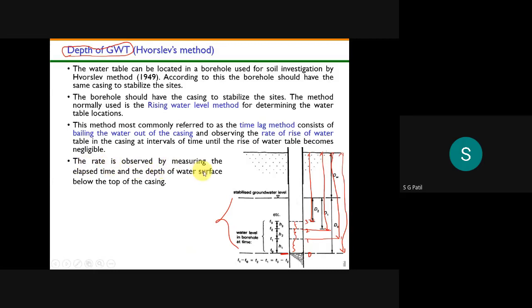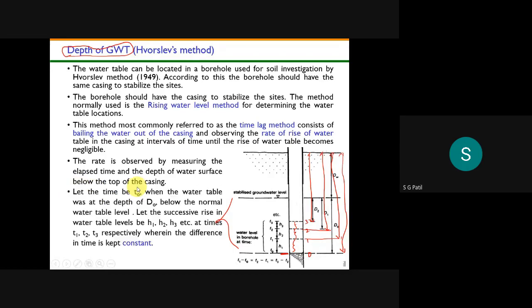The rate is observed by measuring the elapsed time and the depth of the water surface below the top of the casing pipe. Let the time be T naught when the water table was at a depth of D naught. So here, at time T0, this is the depth of the water table from the stabilized groundwater level. Similarly, at times T1, T2, T3, D1, D2, D3 are my depths of the water table from the stabilized groundwater level. Like that you have to take the measurements.